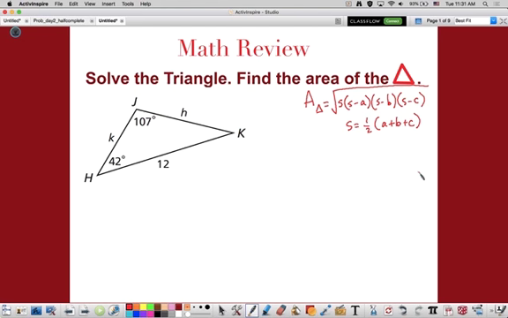Here's the formula. Always useful to have multiple tools.